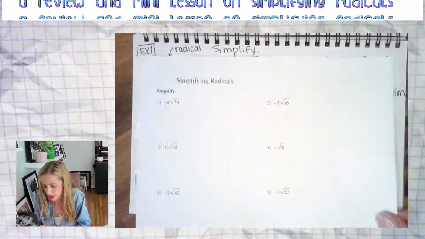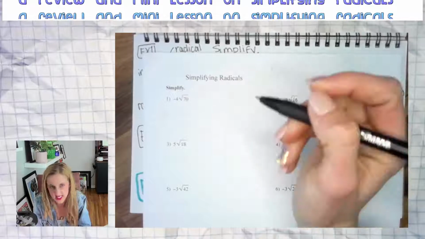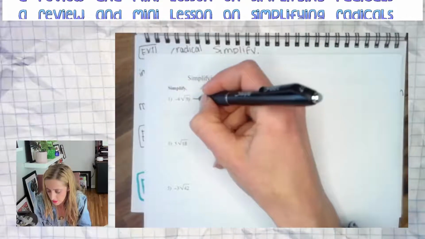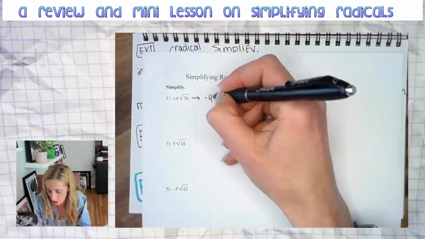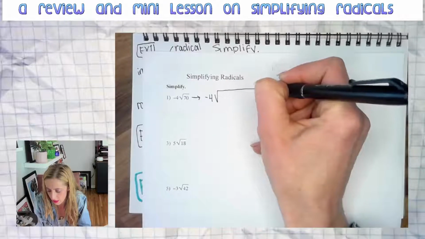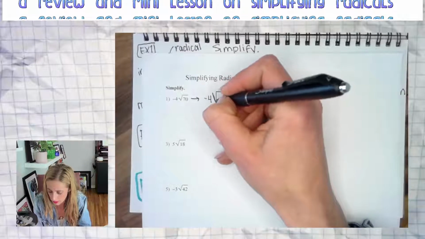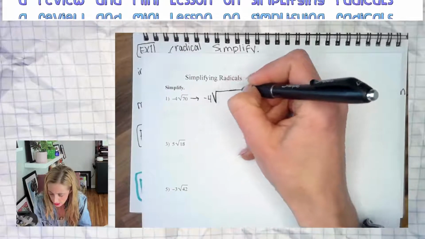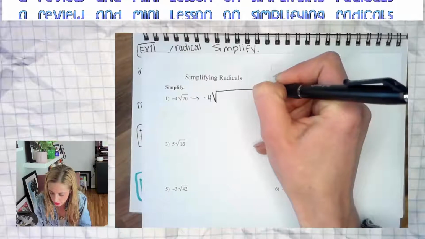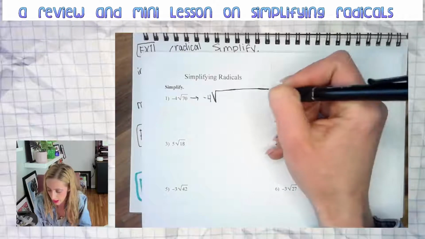The first example is -4 square root of 70. Okay, so what's next? -4 square root of, now it's even. I'm going to be a little dramatic, make my square root, my radical symbol, really long, so that I could try to break down 70. So if you need to go on the side and make a little factor tree, go right ahead.